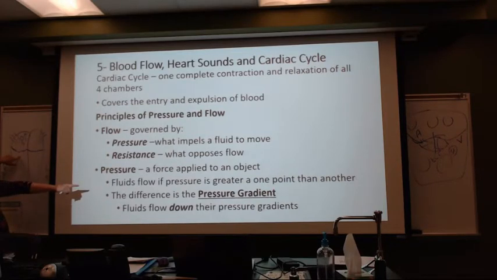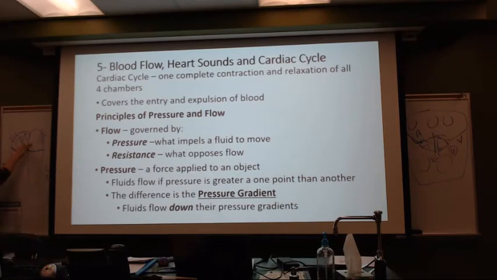Fluids flow if pressure is greater at one point than another. As this atria is filling and the ventricle is empty, which one has the higher pressure? My atrium. And that's going to help this valve open. Blood will flow in, and this begins to make the pressure rise in my ventricle. Is everybody following me? So, as the blood fills up, pressure rises.